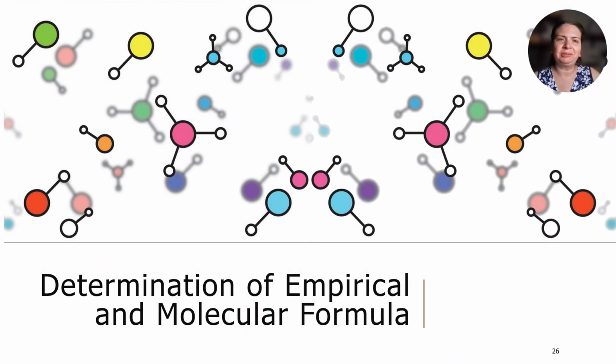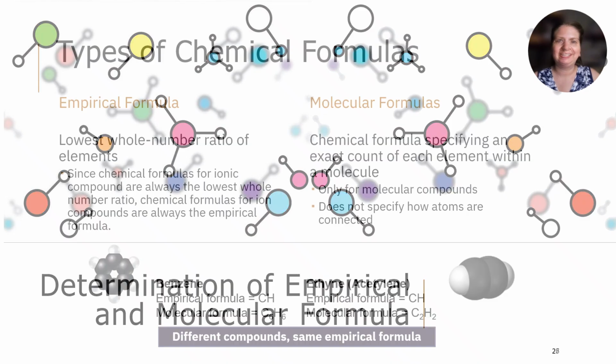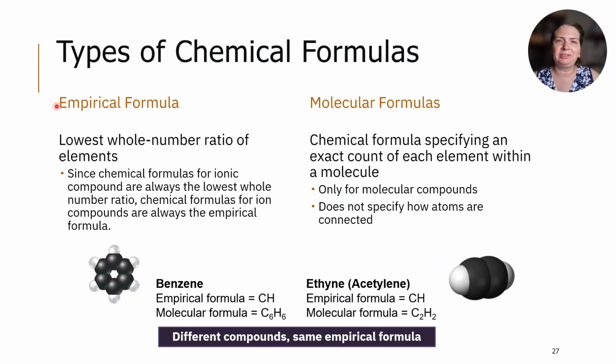In this video, we are going to be determining the empirical and molecular formulas of compounds. Empirical formulas and molecular formulas are two different types of chemical formulas that communicate different information about compounds. Empirical formulas communicate the lowest whole number ratio of elements within a compound. Because ionic compounds are always reported as the lowest whole number ratio, the chemical formula for an ionic compound is always an empirical formula.